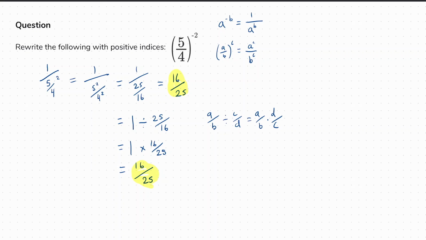But if we want to keep it with positive indices, well, I know that 16 is 4 squared, 25 is 5 squared, and I know that this whole thing is equal to 4 over 5 all squared, which is expressing it with positive indices.